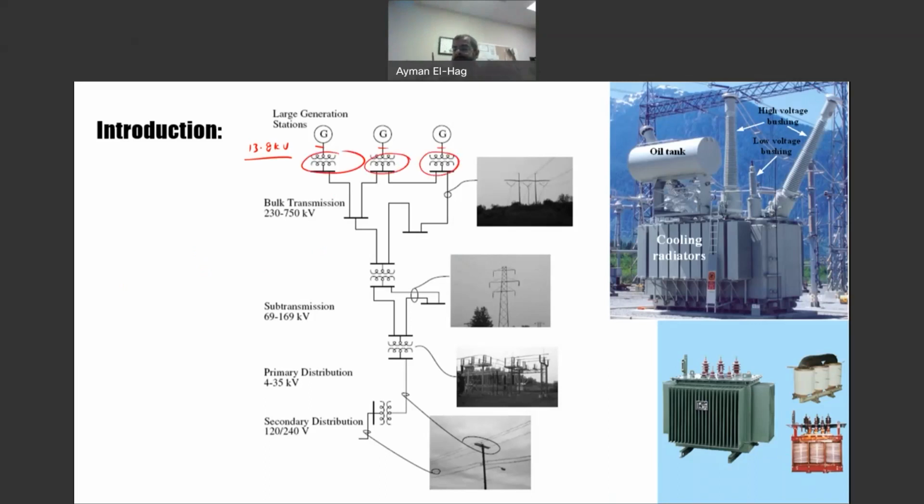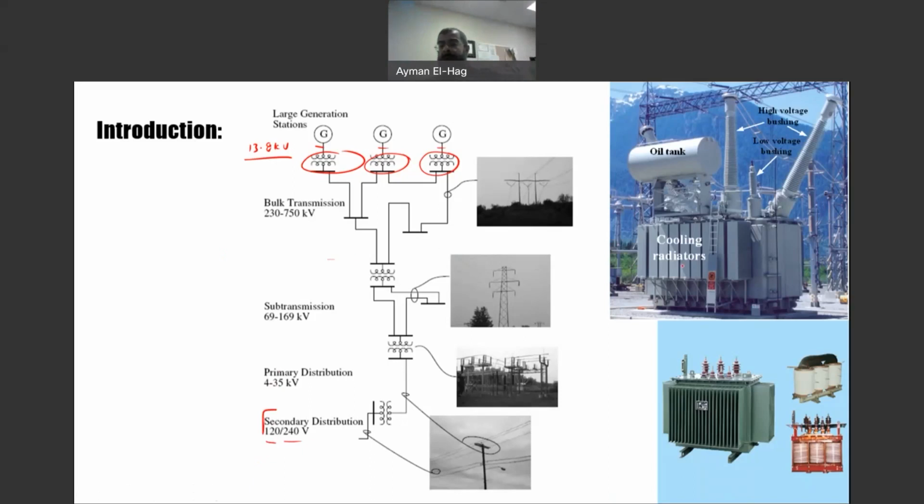Then we transmit the power for long distances until we start to come closer and closer to the city. Then we need to do the opposite. We need to step down the voltage. Why step down the voltage? Because we cannot utilize the power at very, very high voltage. So we have to step it down until it reaches 120, 240 volts, or 220 volts, depending on the country standard. You will step down the voltage to a very, very small value.